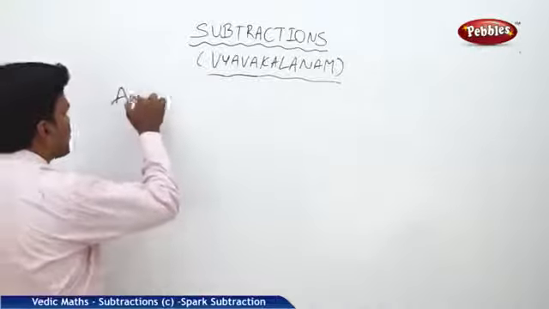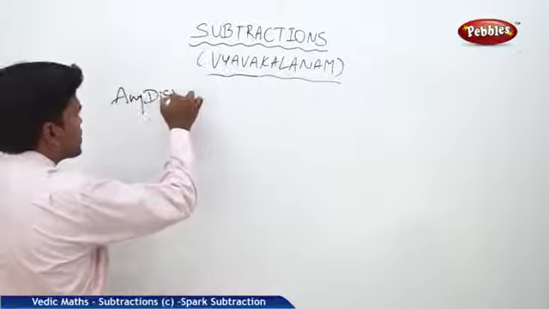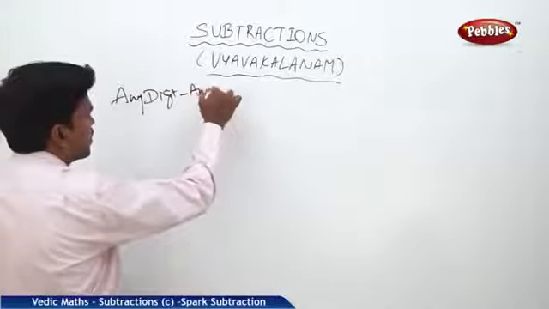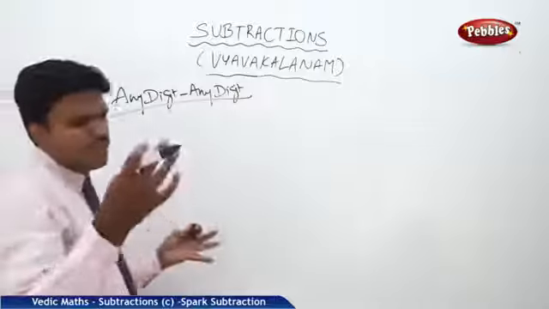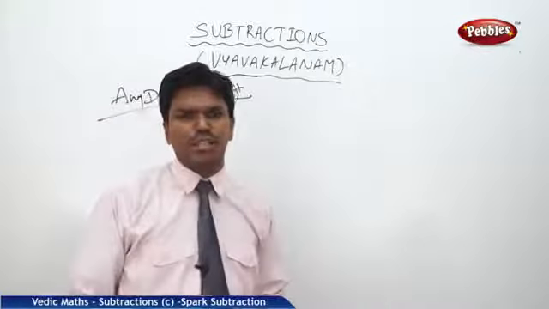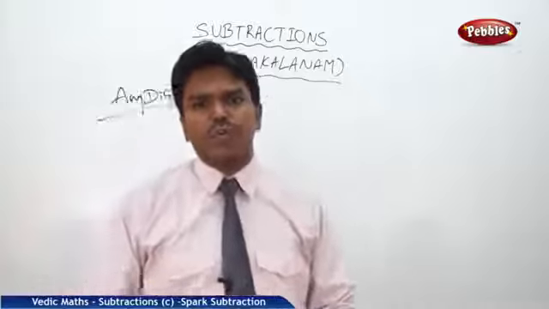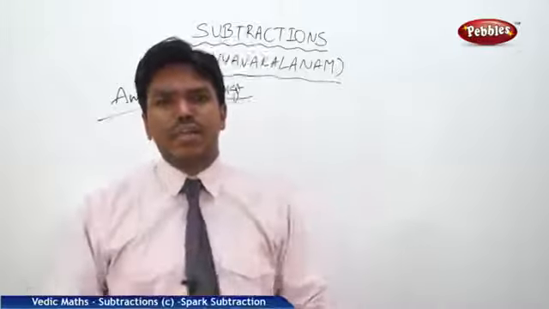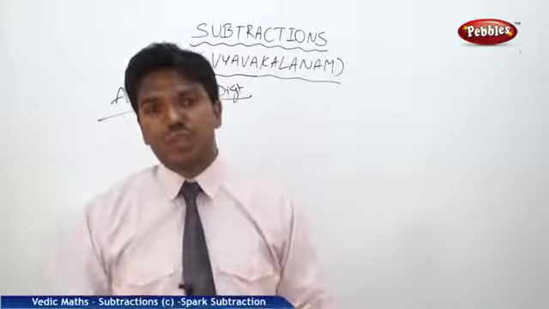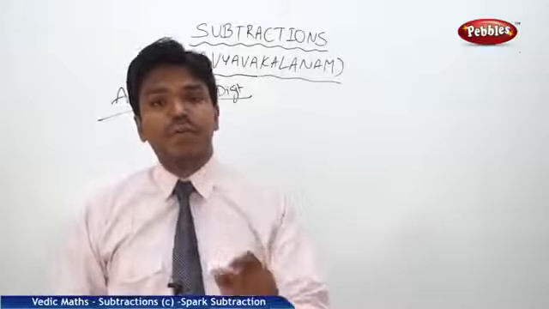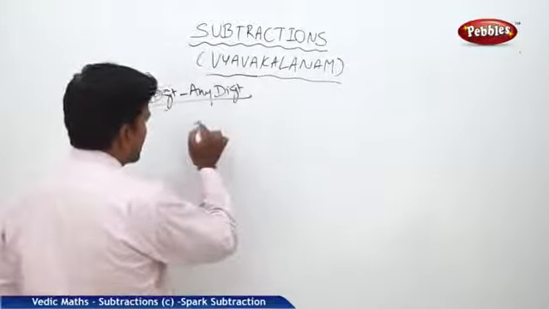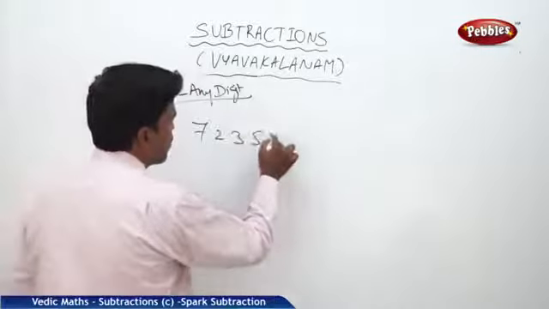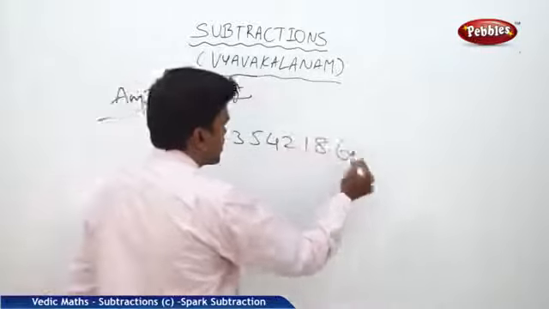Now we will go for any digit minus any digit. It is your wish. Any digit minus any digit number. You may think, sir, how many digit or how many digit? It's your wish. Doesn't matter to me. I can do within a single line, that too in less time. Even you can do faster than me also, when you do the practice perfectly. Now we will take one number randomly. Let us take 7, 2, 3, 5, 4, 2, 1, 8, 6.